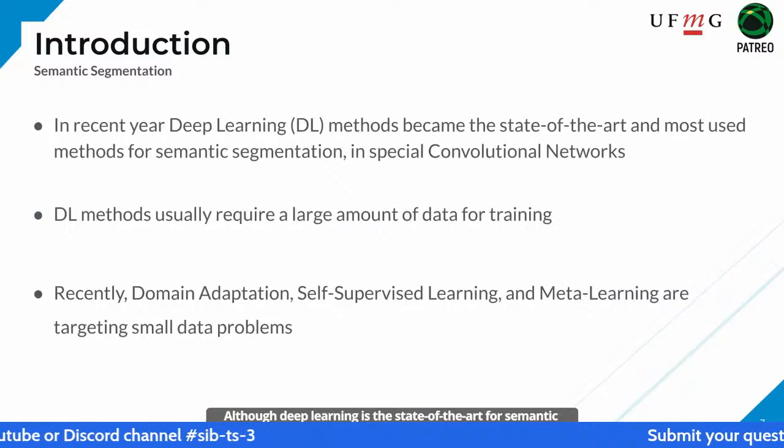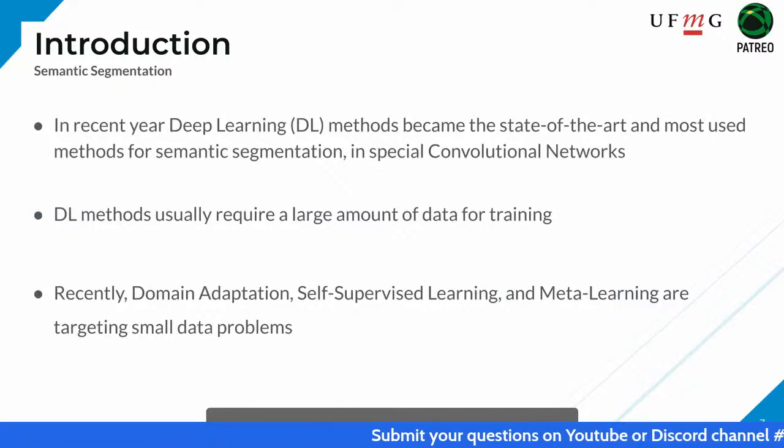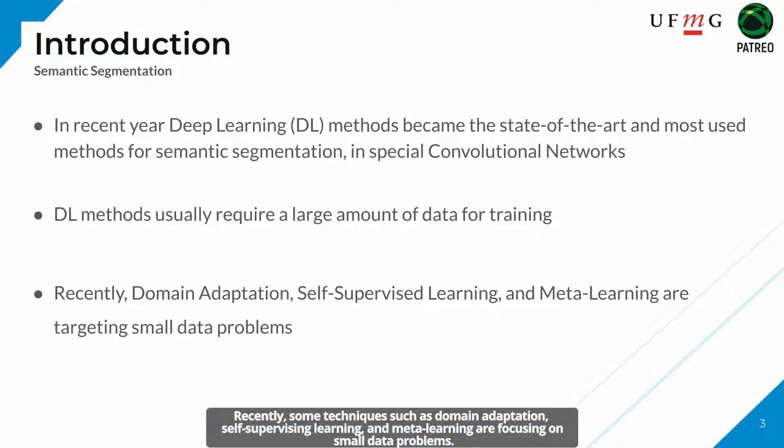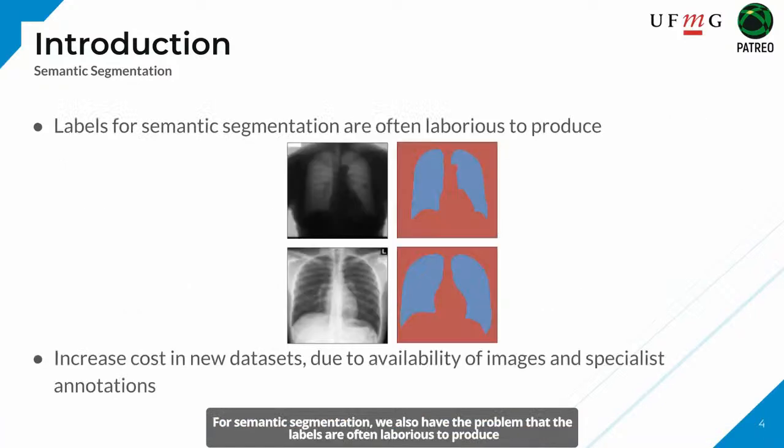Although deep learning is the state of the art for semantic segmentation, it is also known that classical deep learning models rely on large amounts of data to obtain successful results. Recently, some techniques such as domain adaptation, self-supervised learning, and meta-learning are focusing on small data problems. For semantic segmentation, we also have the problem that the labels are often laborious to produce, since one has to assign a semantic label to every pixel in an image. Thus, new medical datasets can be costly, since we often require a specialist to provide precise annotations, and the availability of the images is limited due to patient privacy concerns or costly procedures to capture the images.